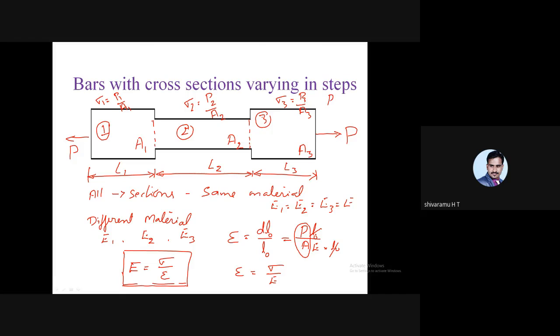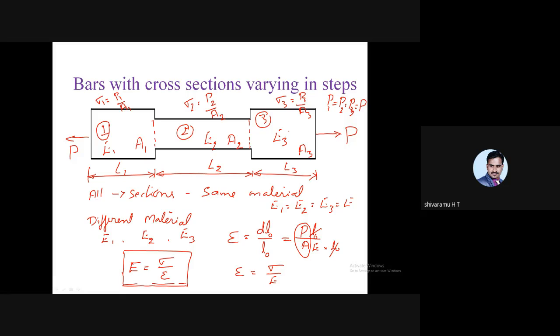If it is loaded with the same load, we can go with P1 equal to P2 equal to P3 equal to P, when these different sections are loaded with the same load. Otherwise, we need to consider the different loads. If all the sections are made with different materials, we need to consider E1, E2, and E3. If it is made with the same material, we consider a common E.